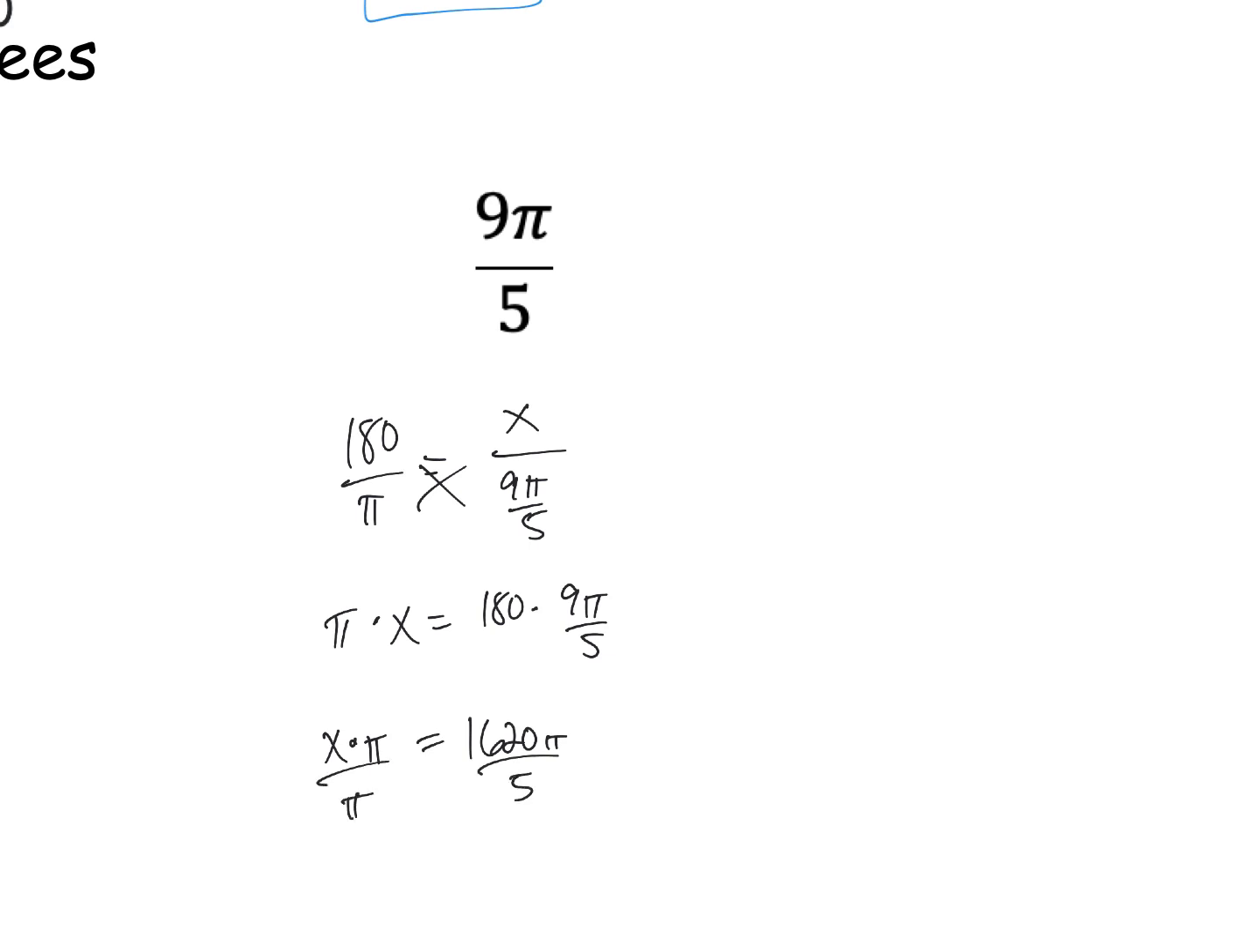Divide by pi to cancel out the pi's. And we get x equals 1620 over 5. Obviously, it's divisible by 5 because it ends in a 0. So I'm going to divide that by 5, and I get 324.